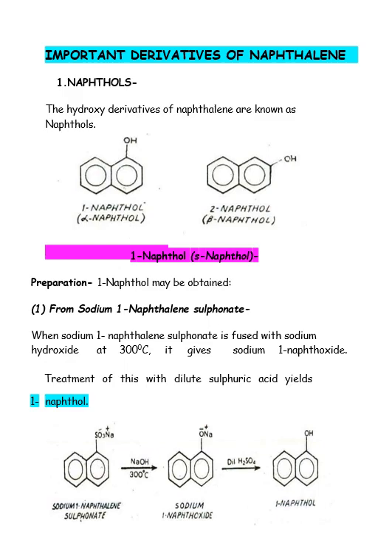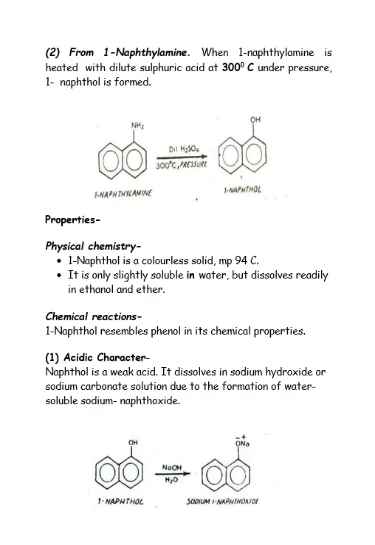1-naphthol is also known as alpha-naphthol. Preparations. 1-naphthol may be obtained from sodium 1-naphthalene sulfonate. When sodium 1-naphthalene sulfonate is fused with sodium hydroxide at 300 degrees centigrade, it gives sodium 1-naphthoxide, and treatment of this with dilute sulfuric acid yields 1-naphthol. Next, from 1-naphthylamine. When 1-naphthylamine is treated with dilute sulfuric acid at 300 degrees centigrade under pressure, 1-naphthol is formed.